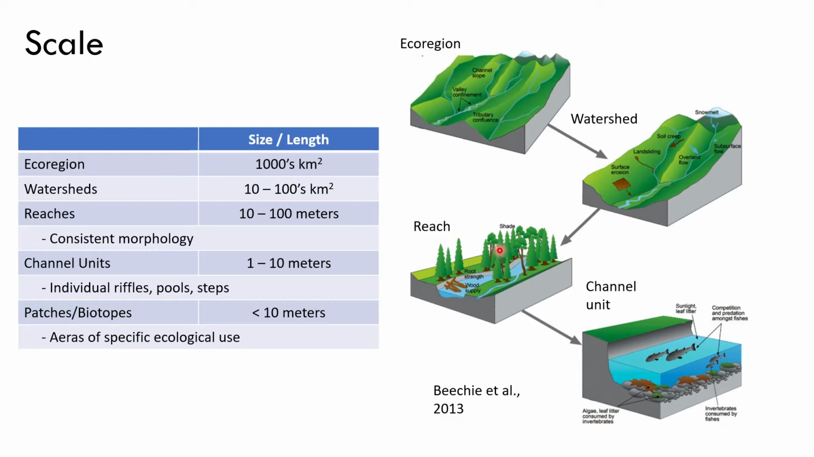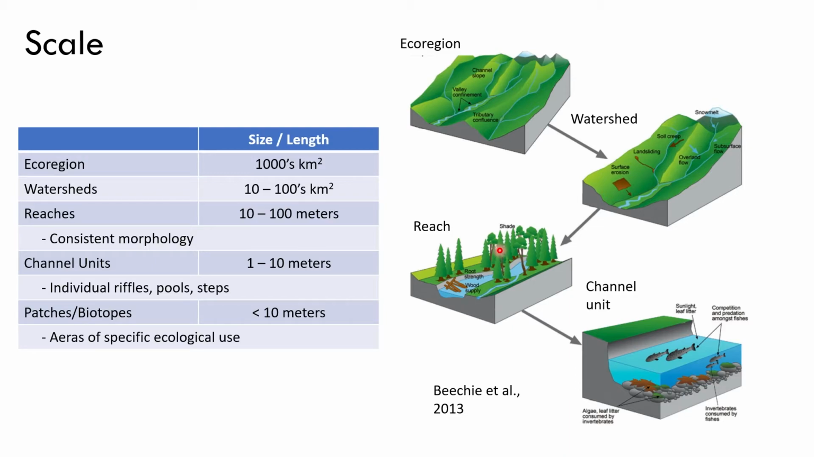Okay, the next thing, I'm going to reiterate the ideas of scale, because I know we've talked about this before, but it's important again. Just to highlight some of the scale divisions that we use in river science. Generally, the largest scale that we look at are ecoregions. So this is thousands of square kilometers, multiple watersheds. And then we can go down to individual watersheds that can be tens to hundreds of square kilometers. And then we get down to the reach scale.